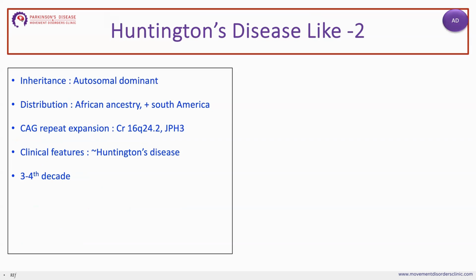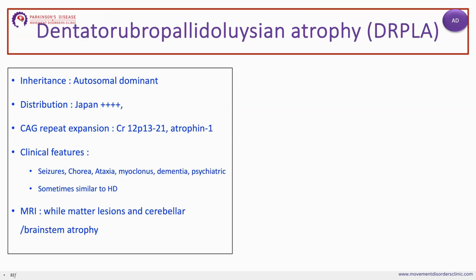Another disorder which is an HD phenocopy is HDL2, which has autosomal dominant inheritance. African ancestry is the common background, also noted in South American populations. Once again it occurs due to CAG repeat expansion on chromosome 16 in the gene which codes for junctophilin 3. Clinical features are almost similar to Huntington disease, occurring between the third to fourth decade of life.